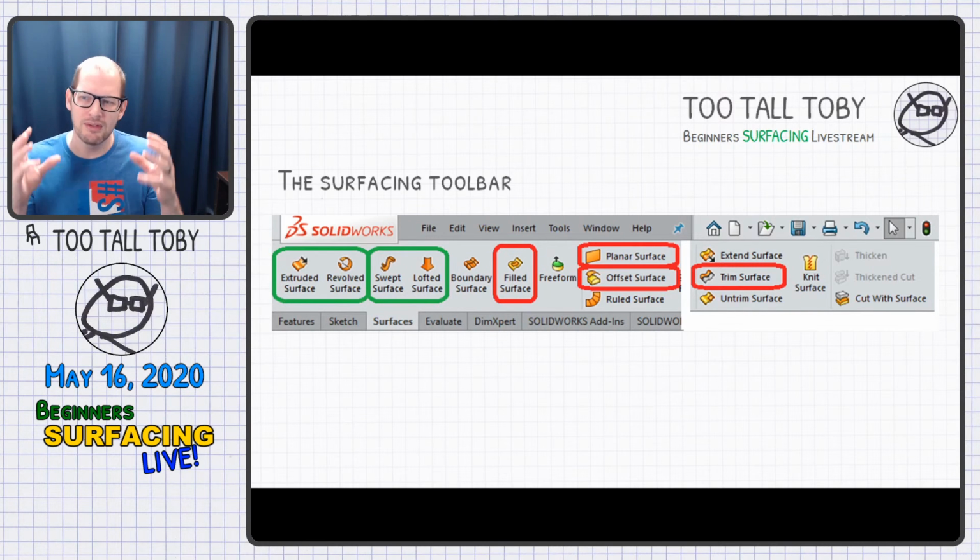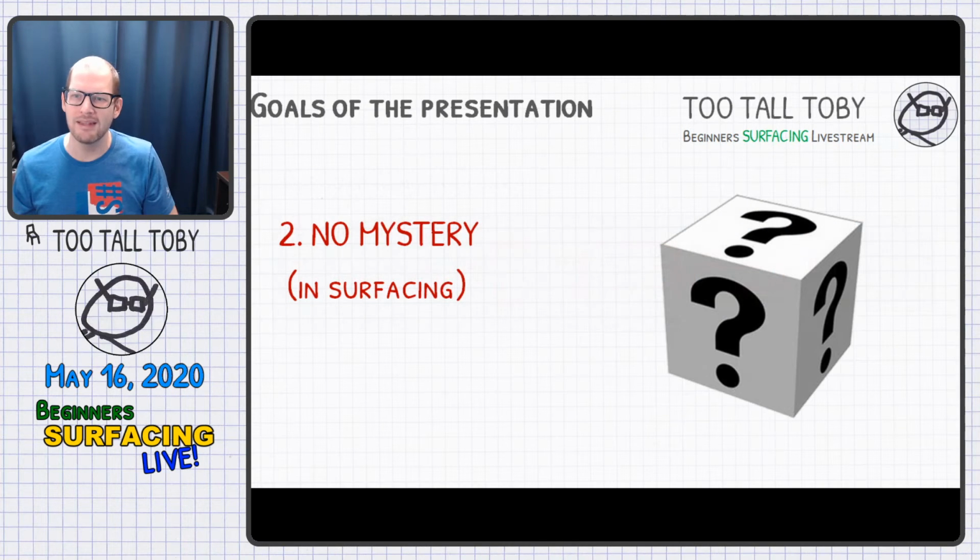So once you get through these 4 or 5 key tools, once we go through and look at them and explain how they work, you're going to be able to really just start flying and start using surfacing to create your models. So we're going to try and take away some of the mystery, which is going to help to take away the fear of surfacing.